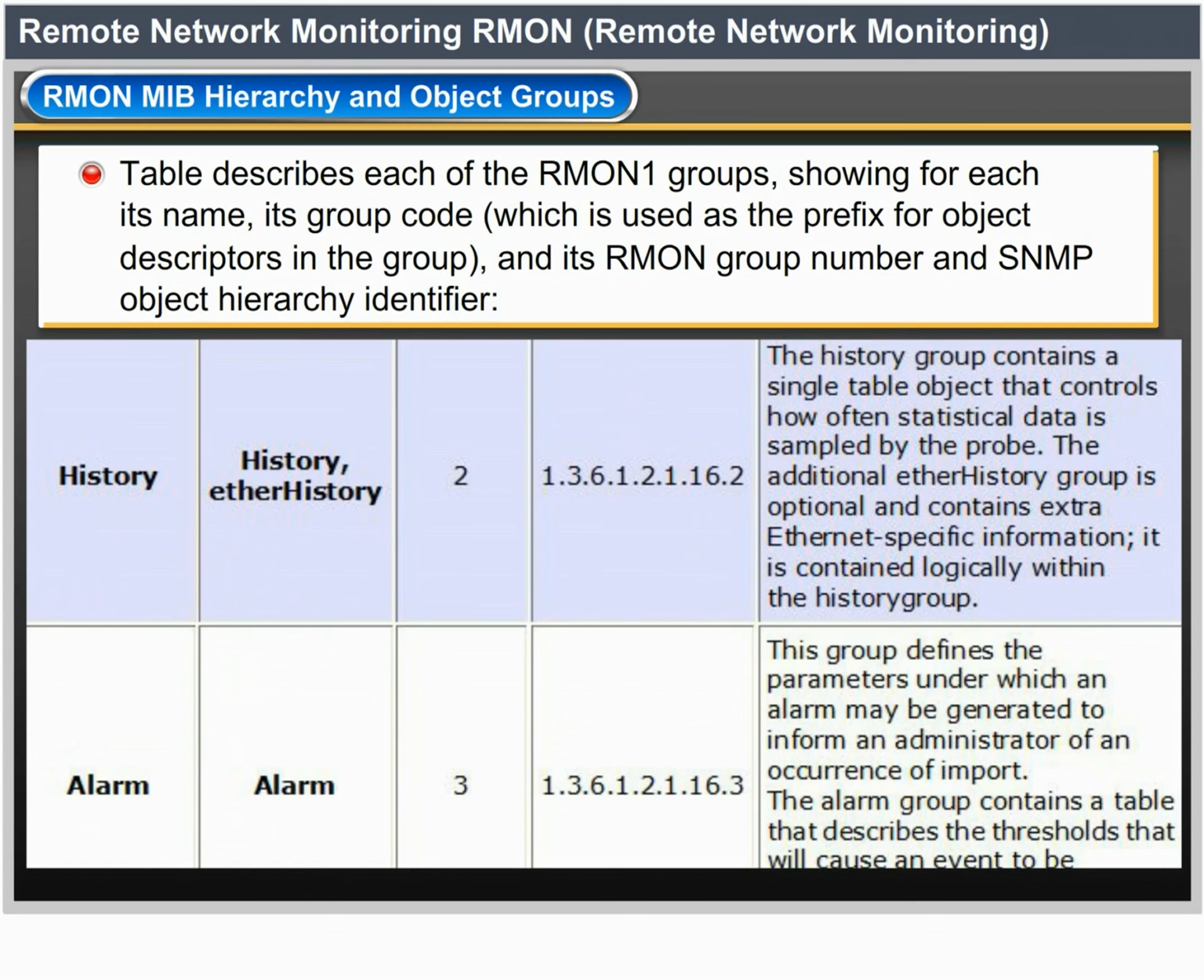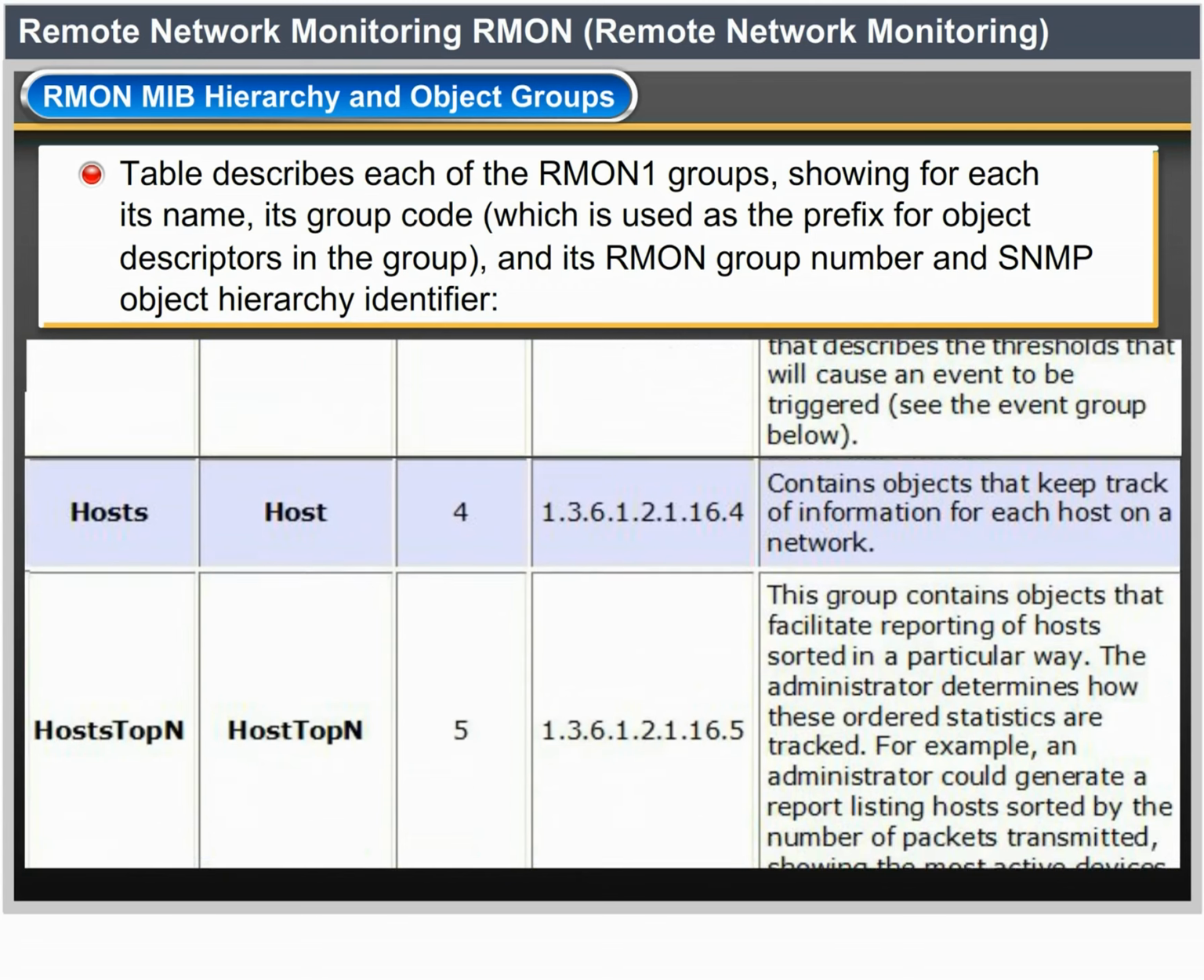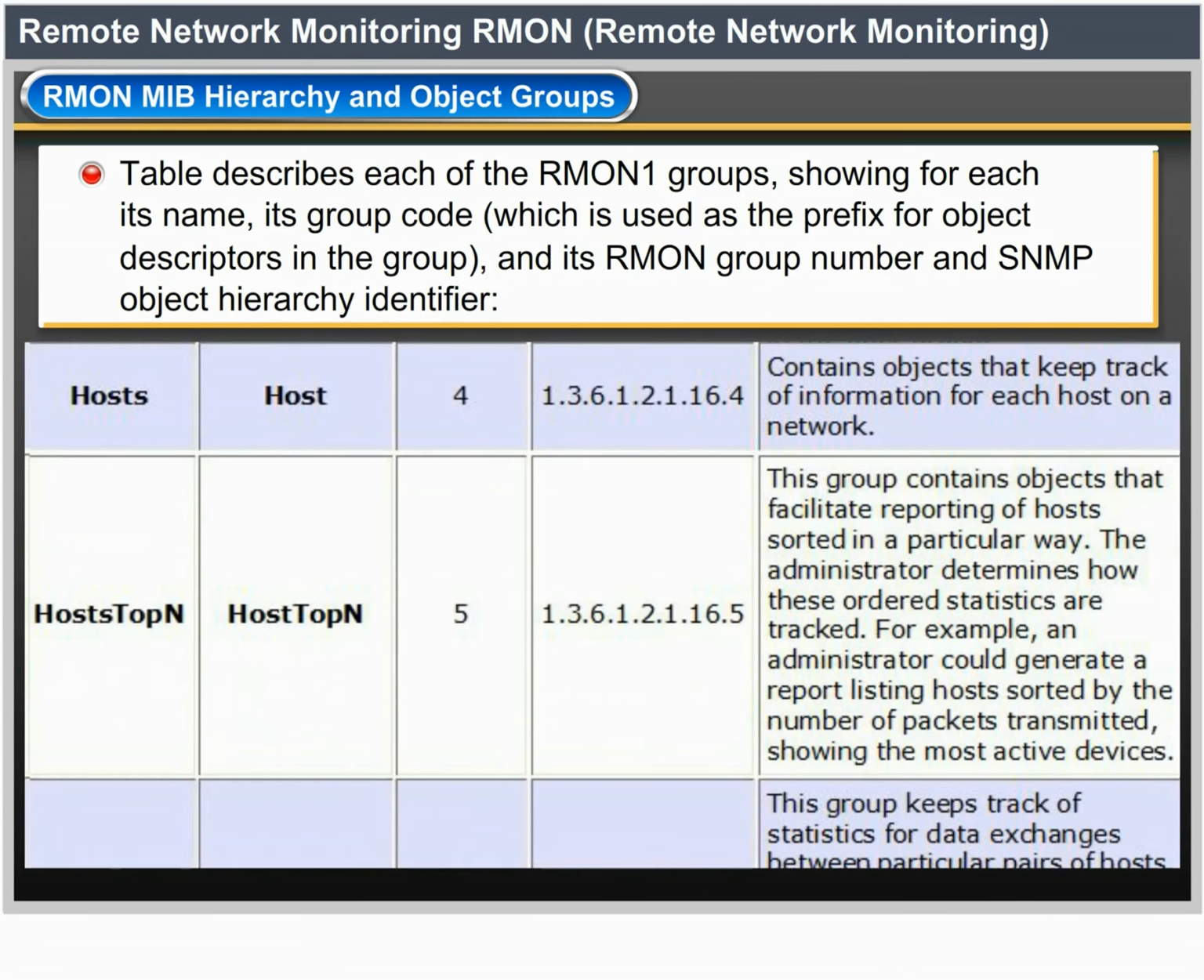Alarm 3, 1.3.6.1.2.1.16.3. This group defines the parameters under which an alarm may be generated to inform an administrator of an occurrence of import. The alarm group contains a table that describes the thresholds that will cause an event to be triggered. Inside bracket, see the event given below. Hosts, host 4, 1.3.6.1.2.1.16.4. Contains objects that keep track of information for each host on a network.